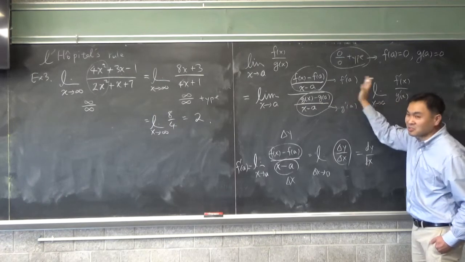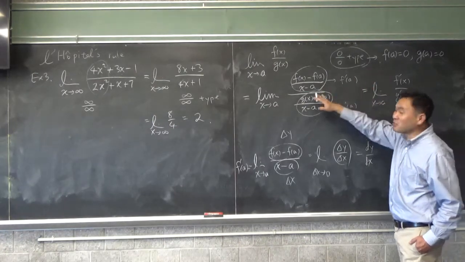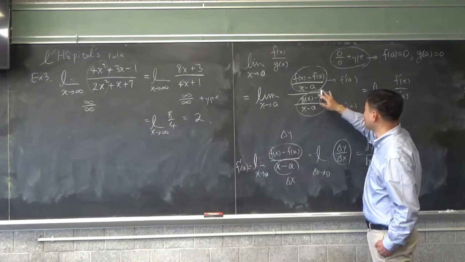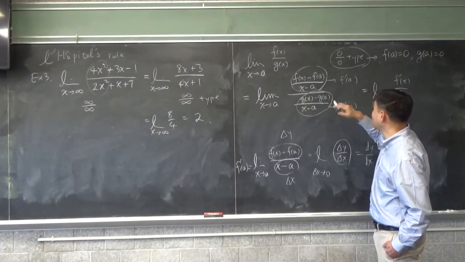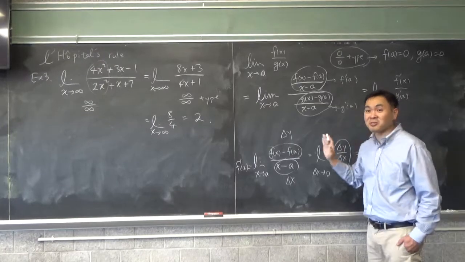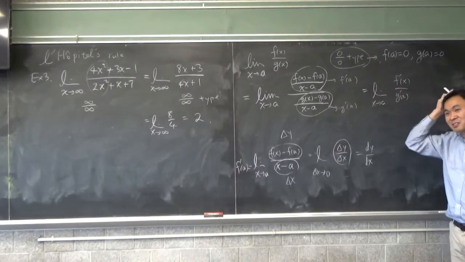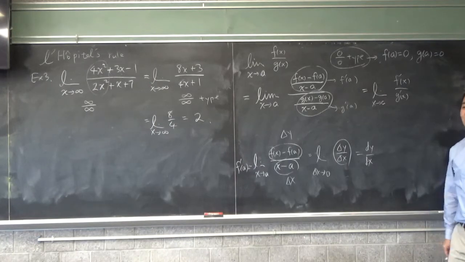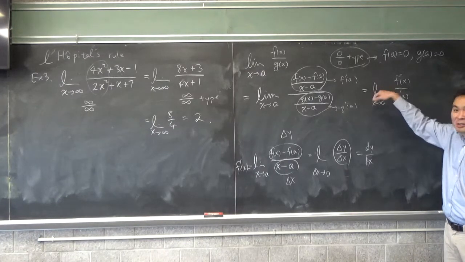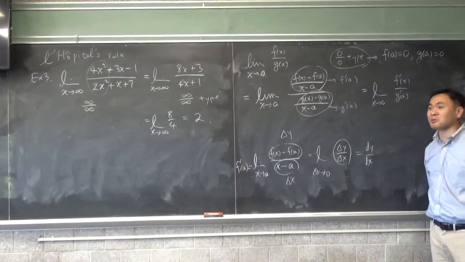Now my reasoning is not perfect because there is a confusion here, like what if f prime of a or g prime of a doesn't exist? Is it still true that this is right? And that takes a little bit more argument. Okay. But that's a very crude way of showing why L'Hopital's does work.